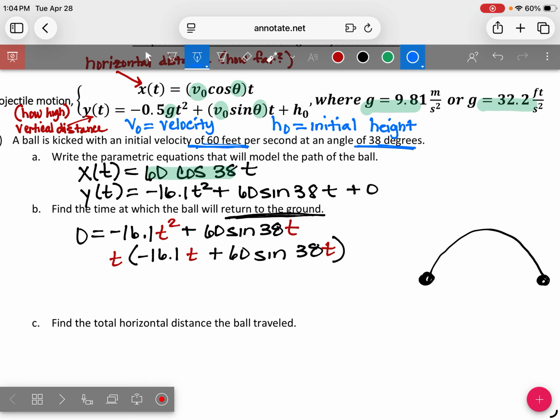So let's figure out our 2 times. This first one, t equals 0. This represents the initial. This is when it was kicked.